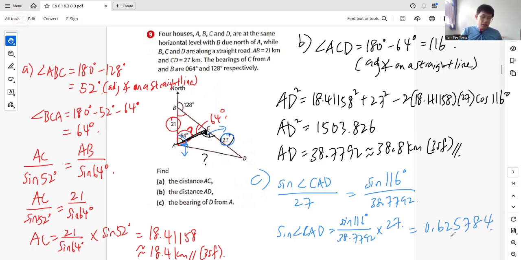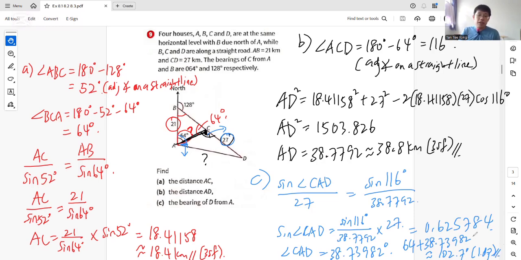This will be 0.625784. So angle CAD is sine inverse of 0.625784, which will give us 38.73982 degrees. So lastly, because of the bearing, we have to add the 64. So 64 plus, bear with me because there's limited space over here, 64 plus 38.73982. This will give us 102.7 degrees to 1 dp.